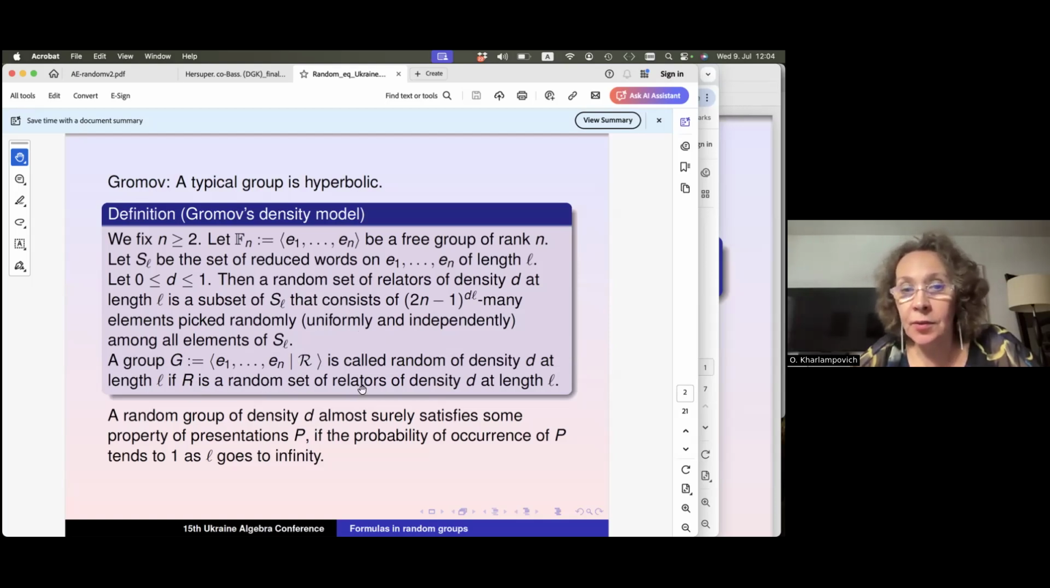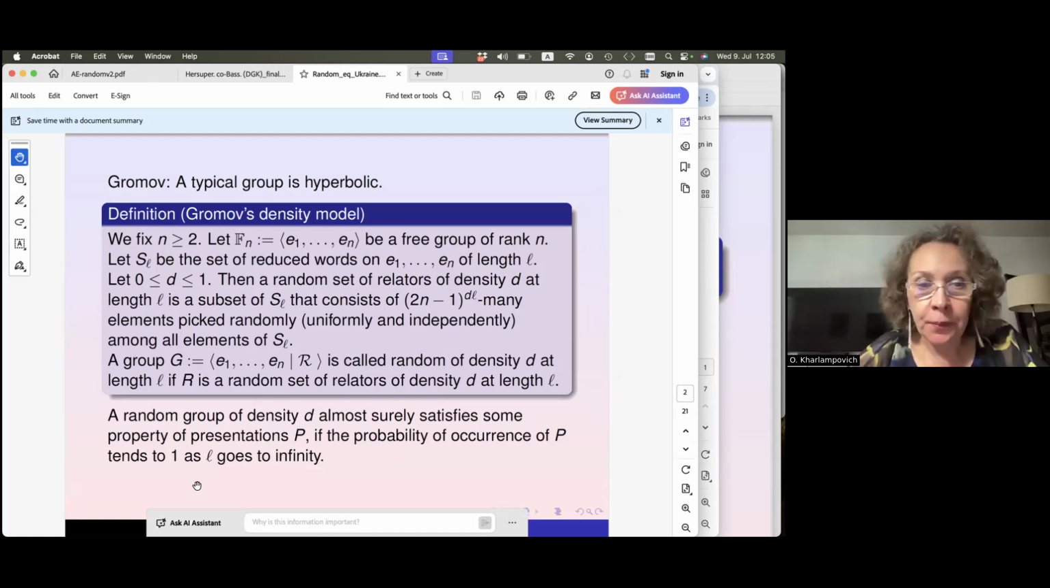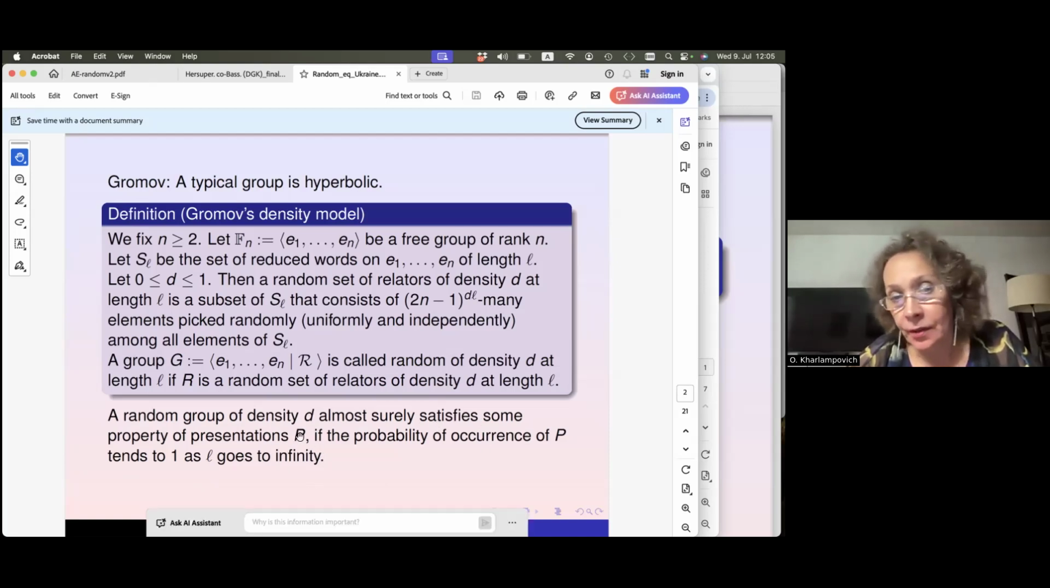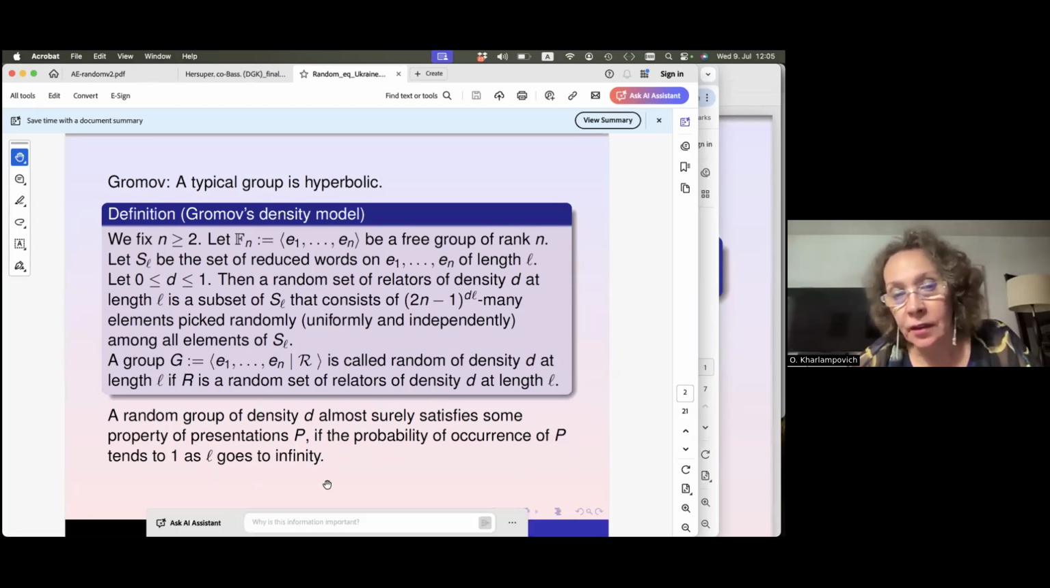And R is a random set of relators of density d at length L. So basically, a random group is not a group. It is a family of groups. For each L, we have a finite number of groups at length L, and then we consider L going to infinity. So we say that a random group of density d almost surely satisfies some property of presentations, let's say P, if the probability of occurrence of P tends to 1 as L goes to infinity.